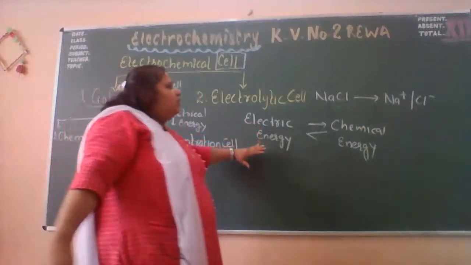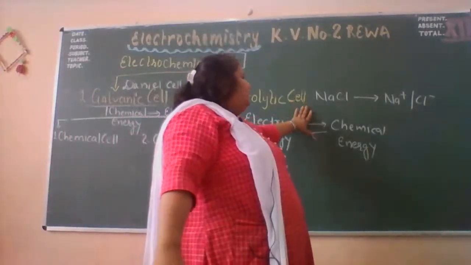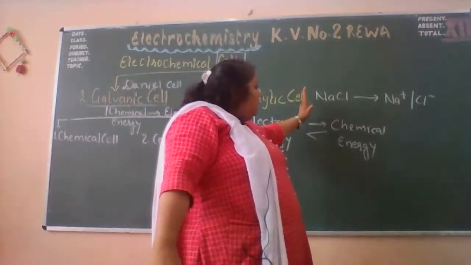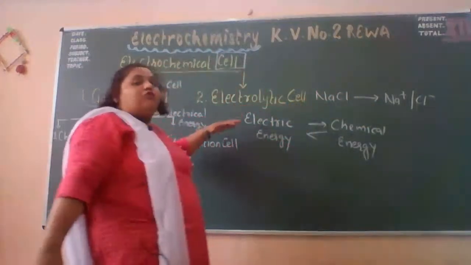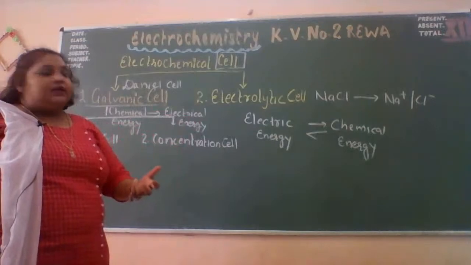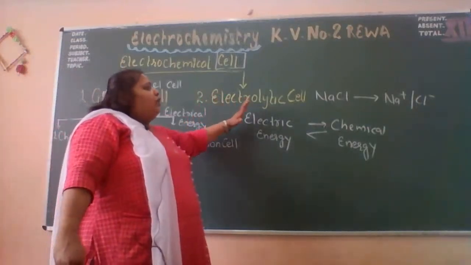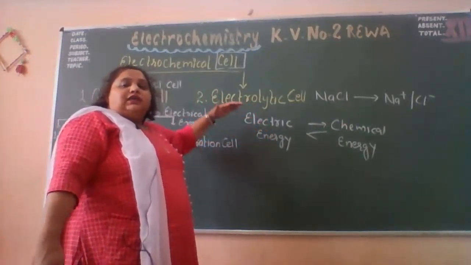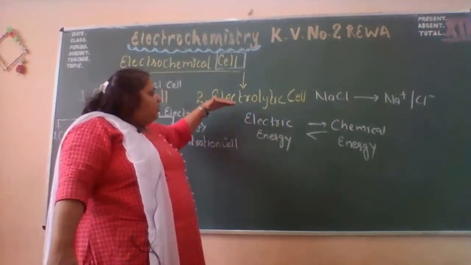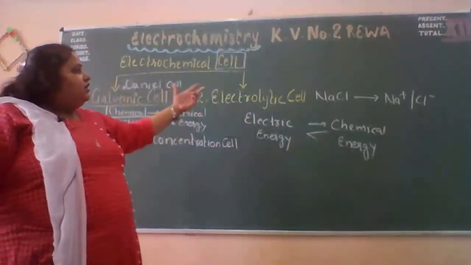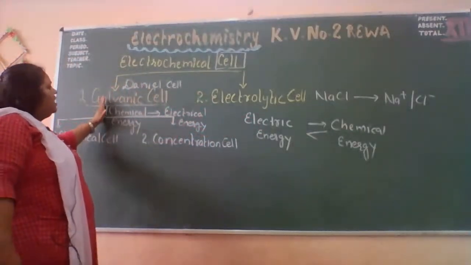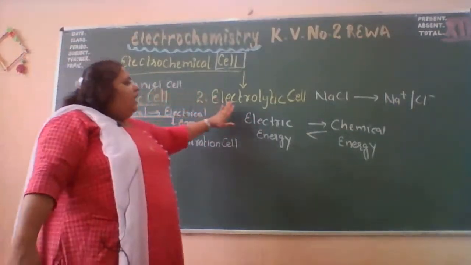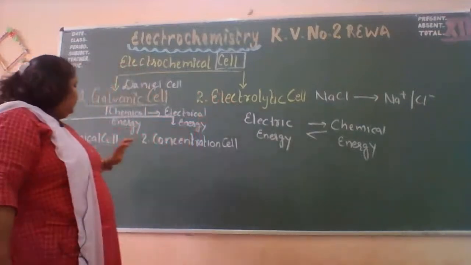So what do you see here? A chemical reaction is carried out by the influence of the electric current, and this is called the electrolytic cell. The device, the equipment that we use for this, is the electrolytic cell. So two types of cells are there: one is the galvanic cell and the second is the electrolytic cell.